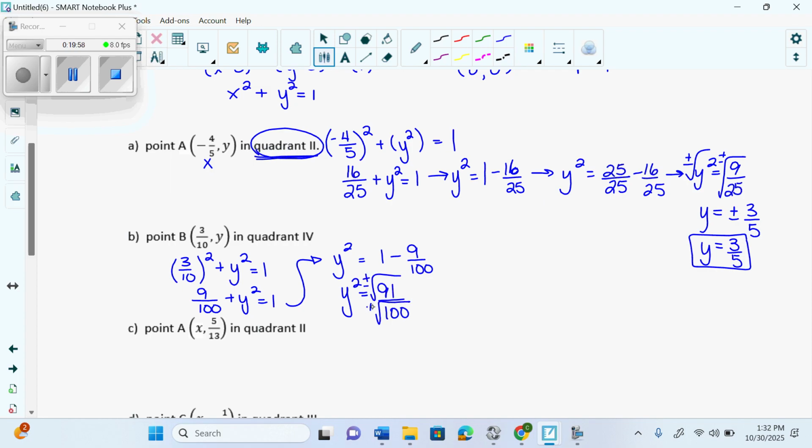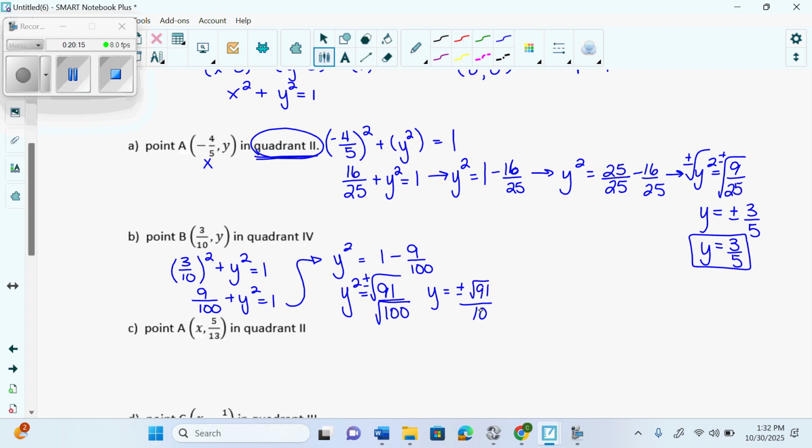Okay, so square root plus or minus square root plus or minus y. Why did I put an extra plus or minus? Anyone? Euler? Y equals plus or minus root 91 over what? 10. So you split it if one of them is a perfect square and the other one is not.